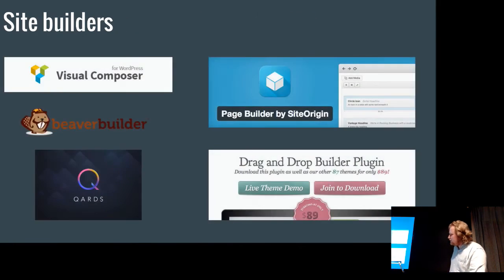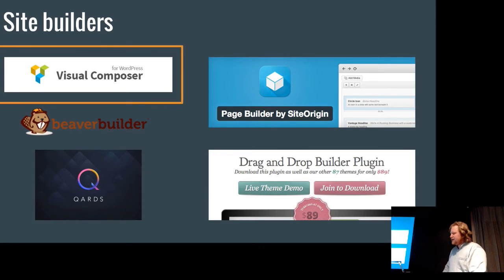Actually, the site builder part of WordPress is a lot more developed. There's a lot of really great options to choose from if you like site builders. So some of the biggest ones, Visual Composer, Beaver Builder is really up and coming. I don't know, has anyone used Beaver Builder? Johan has used Beaver Builder. Did you like it? But in this case, I just wanted to use Visual Composer as an example.